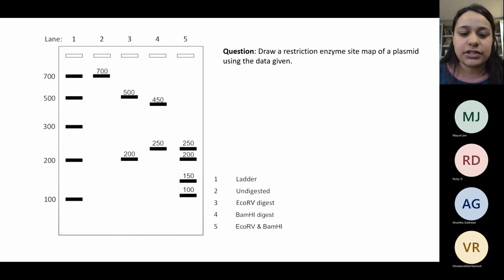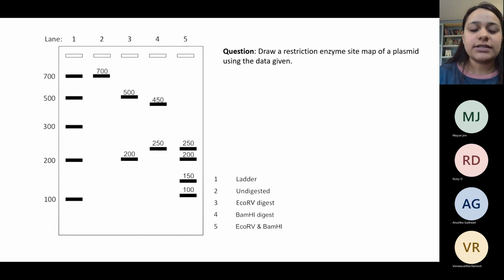If it is digested using BamHI in the fourth lane, then we again obtain two fragments. One is of 450 kilobases, the other is of 250 kilobases. And if there is a double digest using EcoRV and BamHI, we obtain four fragments. One of 250 kilobases, one of 200 kilobases, and the other two are of 150 and 100 kilobases respectively.